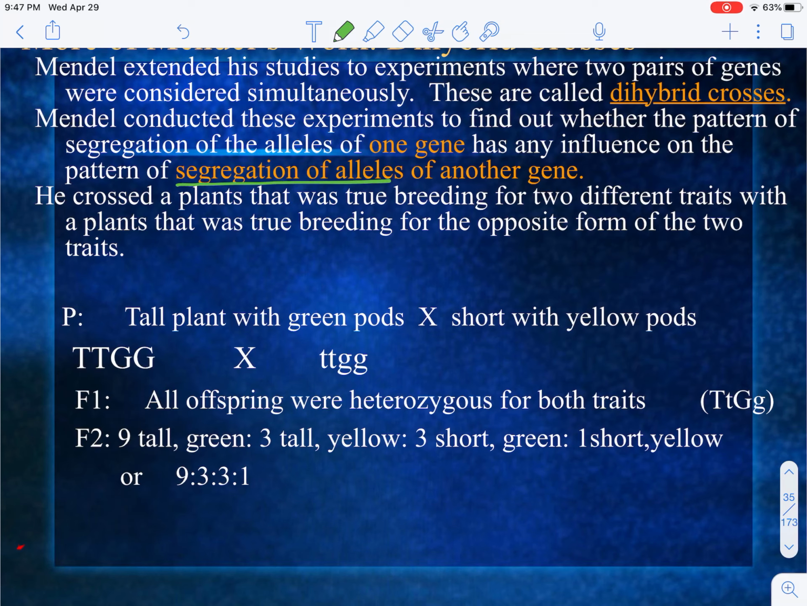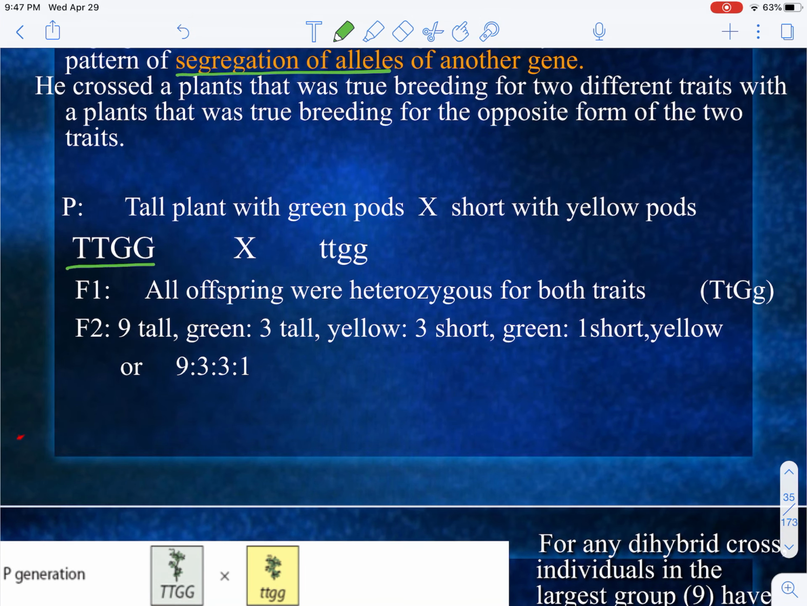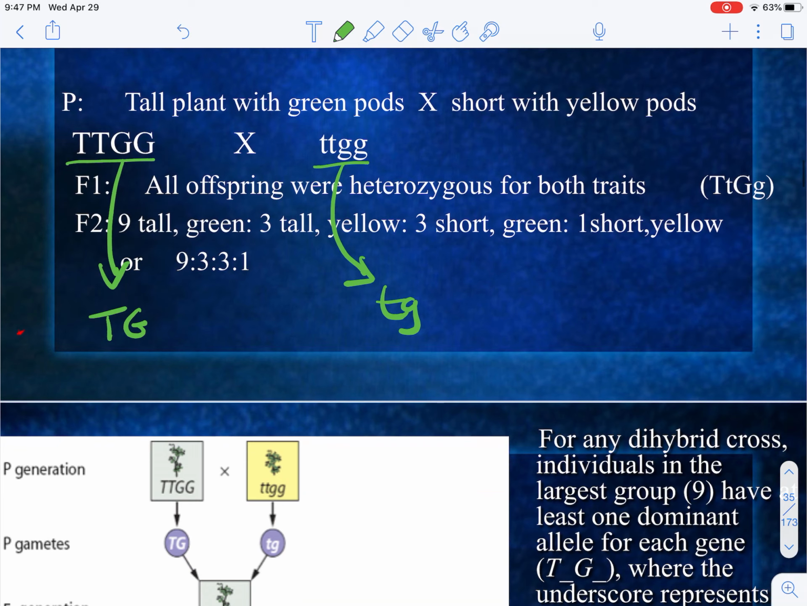Basically, where we're using two pairs of genes is a dihybrid cross, and segregation or separation of the alleles has no influence on the other, so we could get any combination, which is why we have to check out what all combinations are possible. So if you have one parent totally dominant for two of the genes and totally recessive for two of the genes, you know that the only possible combination that could be found in the gametes for that one would be big T, big G. The only possible combination for this one would be little t, little g.